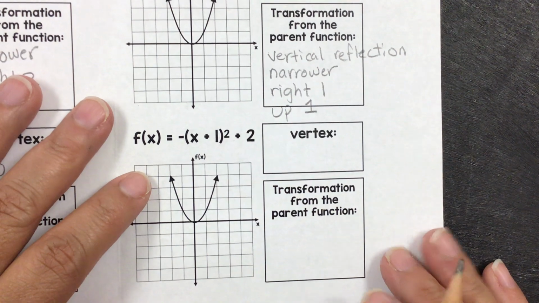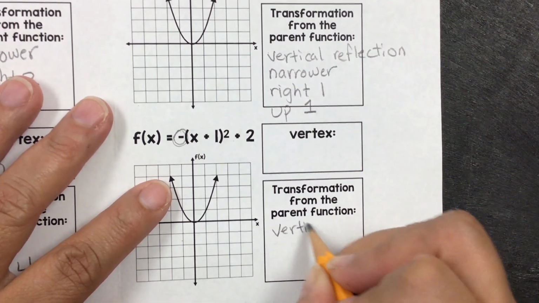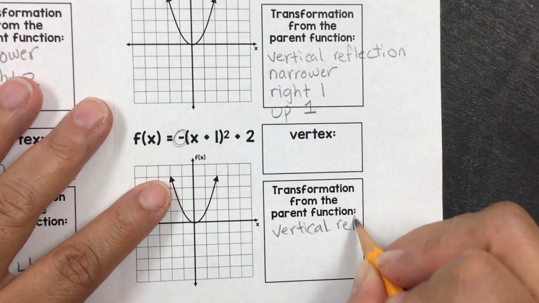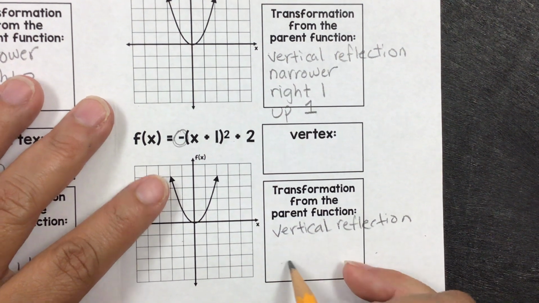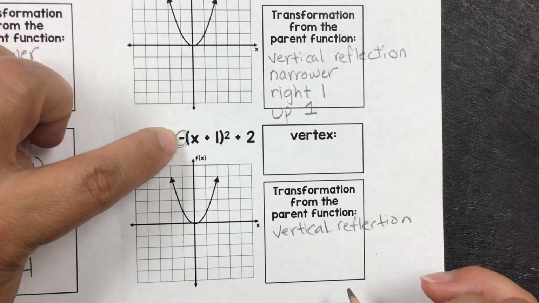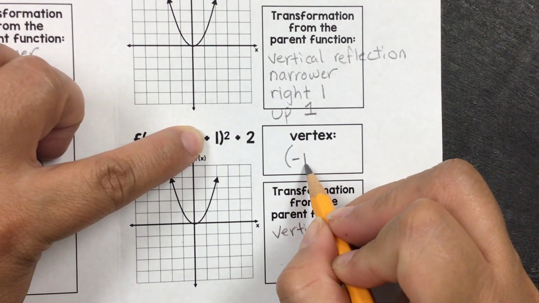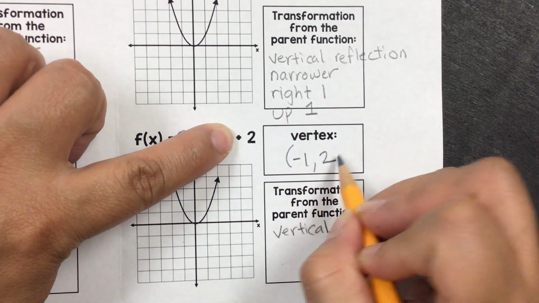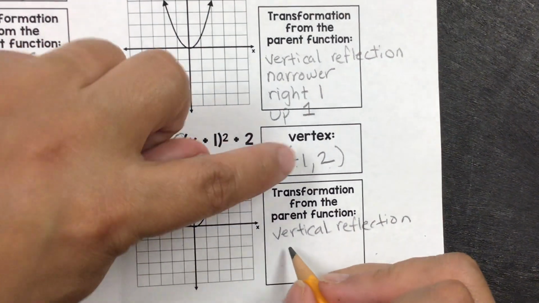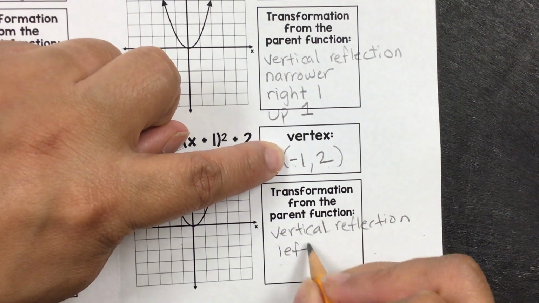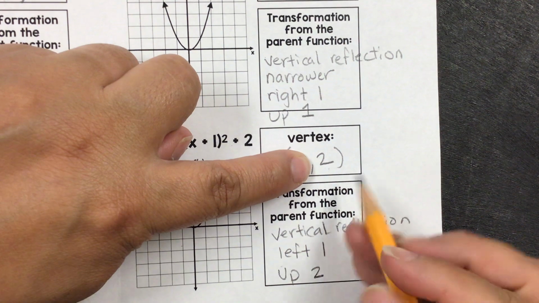And our last one, we have a negative that makes it a vertical reflection. It's not narrower or wider because there's no value on here. Our vertex is -1, 2. So you change this one, keep this one the same. That means it's to the left 1 and up 2 because it's positive.